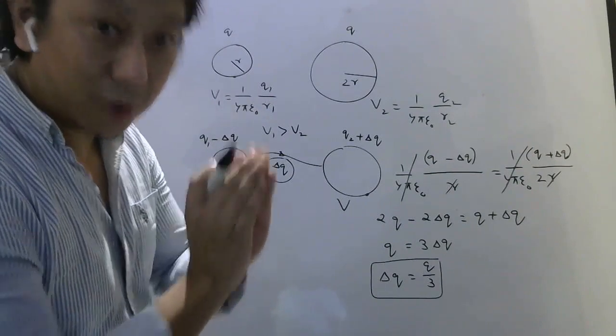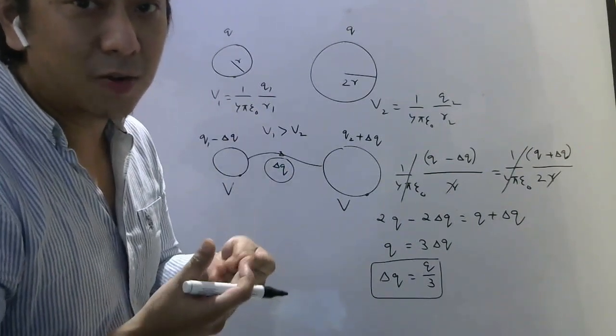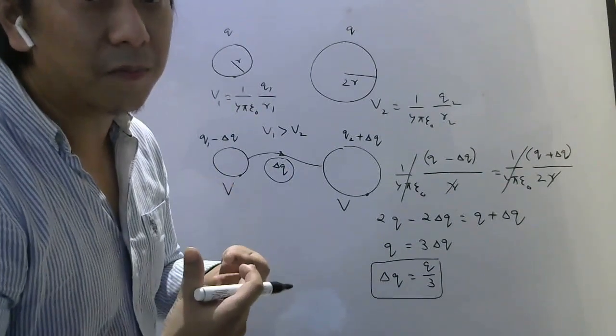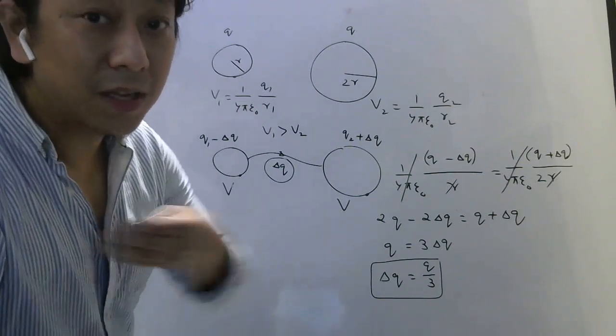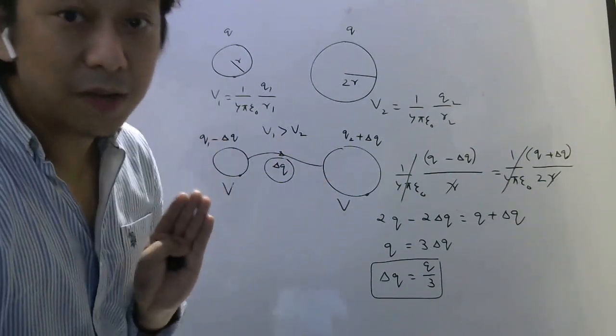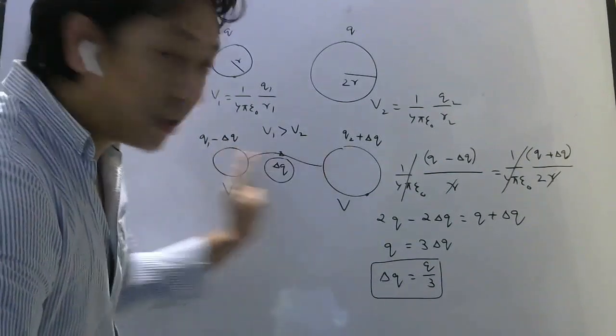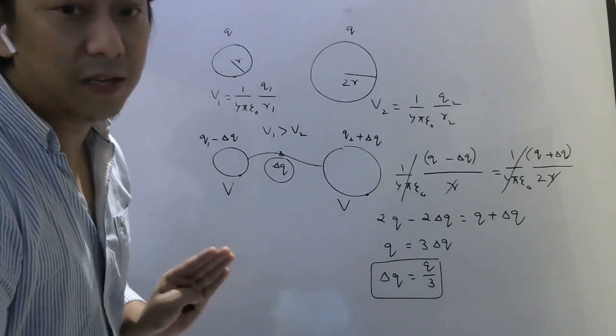After this much charge flows, the potentials will be equal. That configuration or situation is called electrostatic equilibrium. It is like thermal equilibrium. Heat will flow till temperatures become equal. Here charges will keep flowing till potentials become equal.